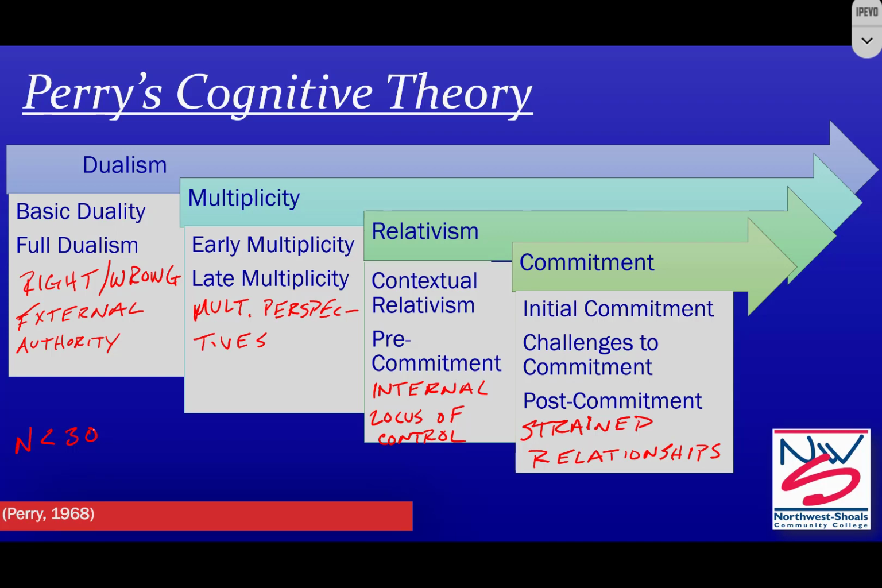The study took place at Harvard in 1968. So imagine what your sample looks like at Harvard in 1968. You had straight, white, male, upper income level individuals, right? Every single one of these less than 30 individuals in this study fell into the category of being affluent, straight, white males.